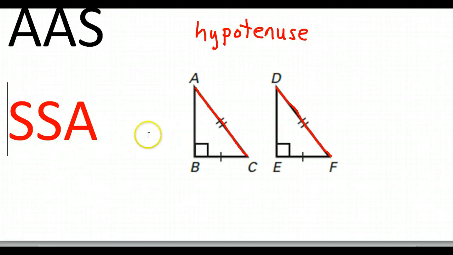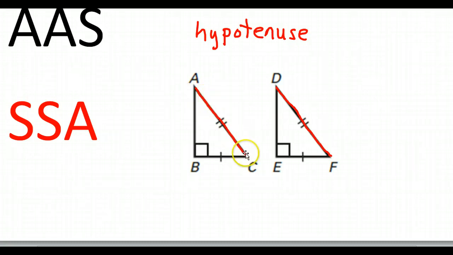It turns out that this side, side, angle situation only guarantees me congruent triangles if it happens to be a right triangle. It doesn't work for any other kind of triangle. If it was not a right triangle, I could not be sure that they would be congruent. But this works for right triangles. So they had to come up with a different name for it, because if I just called it side-side-angle, you would think that it worked for all triangles.